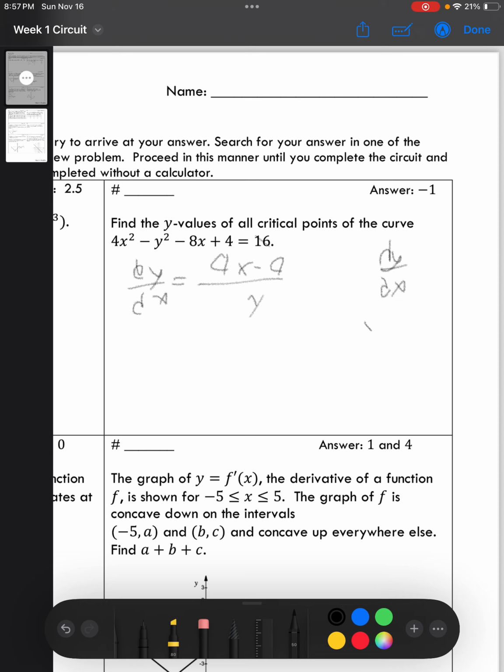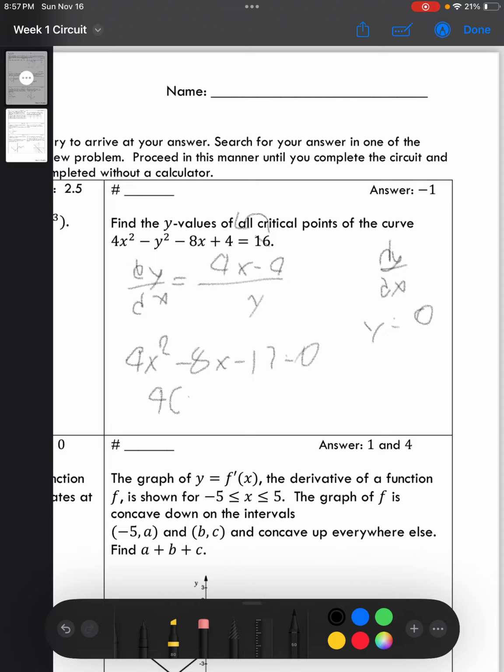Now we try y equals 0. Not all the times we have to test x values. So we test a y value. So y equals 0. So if we input that into our original equation, 4x squared minus 8x, and then the 16 can come over here, so minus 12 is equal to 0.